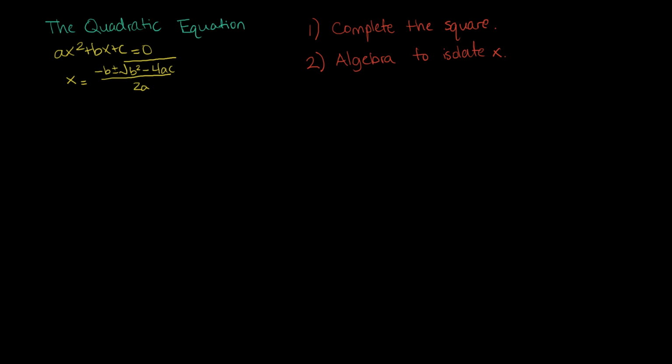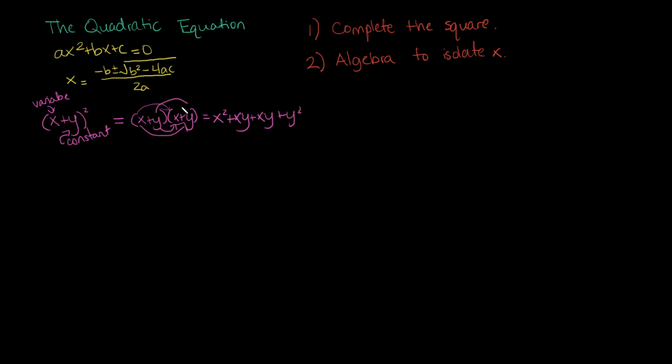We remember that completing the square involves getting an equation in the form of x plus y, squared, where in this case x is our variable, and y is our constant. If we expand this out, we get x plus y times x plus y, which equals x squared plus x times y plus y times x, which is also the same as x times y, plus y squared. Doing the foiling, that equals x squared plus 2xy plus y squared.